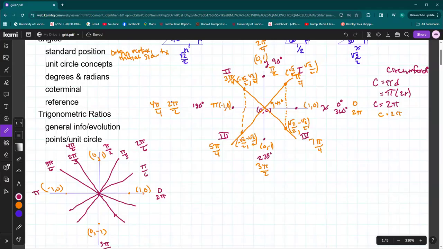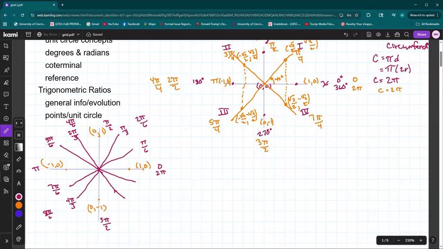This is 6 pi over 6. The 6's will cancel out and you get pi. This is 7 pi over 6, which doesn't reduce. This is 8 pi over 6, which is just 4 pi over 3. 9 pi over 6, which is just 3 pi over 2. 10 pi over 6, 2 goes into both of those, so that's 5 pi over 3. And 11 pi over 6. And this gets me back to 12 pi over 6, which is just 2 pi.